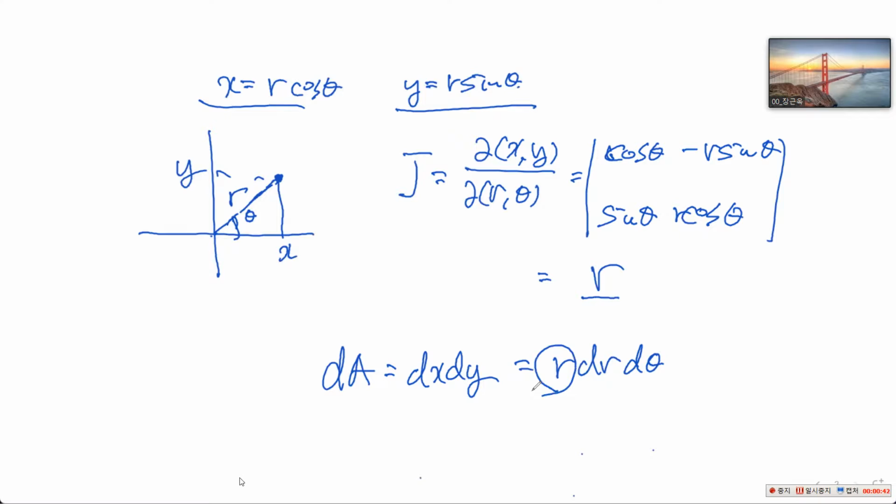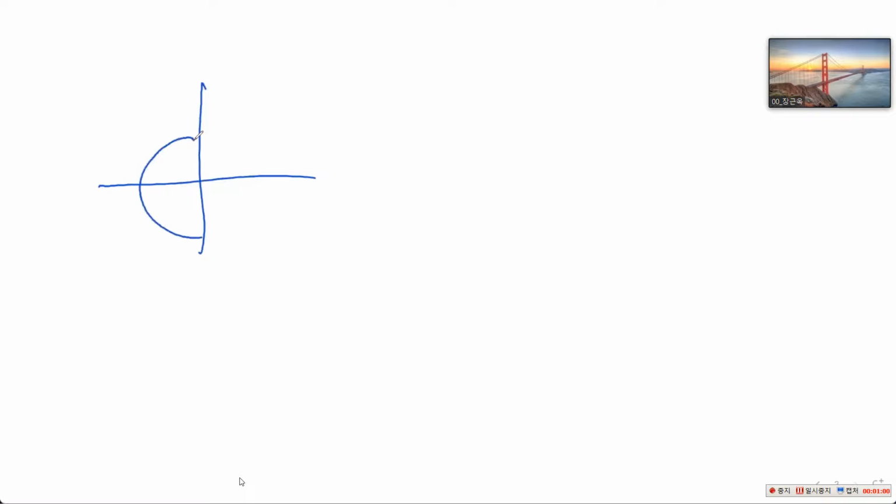That is only this determinant of the Jacobian matrix, and we already showed that once we know the determinant of the Jacobian matrix, we can convert the coordinate system. Why do we use polar coordinates? Let's think about the case of the circle.